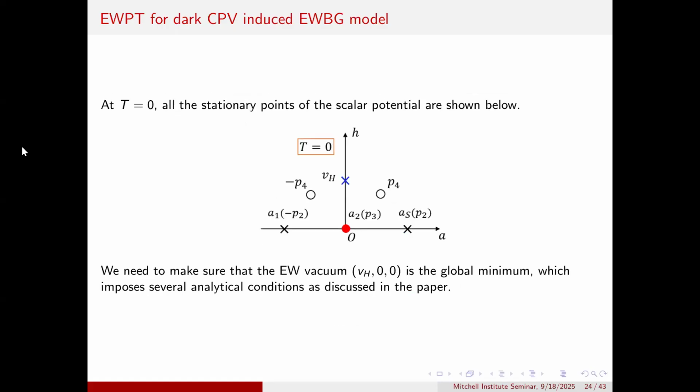And this is the picture at 0 temperature. So this is our Higgs vacuum. And we still have 2 more minima in the potential here, but we want them to be of higher energy than the Higgs vacuum, so that the Higgs vacuum is our global minimum today. And this imposes another condition on the parameter space.